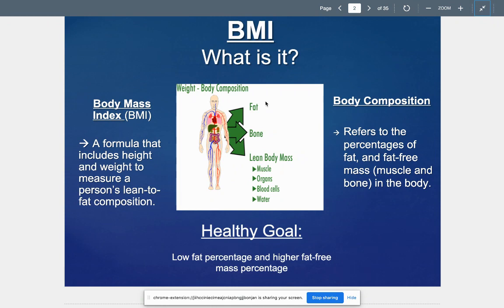So you can see you have your fat in your body, your bone, and your lean body mass. Your lean body mass includes several things: muscle, organs, blood cells, and even water that you're holding in your body. Your healthy goal is to have a low fat percentage and a higher fat free mass percentage.